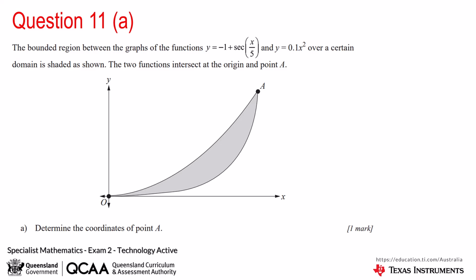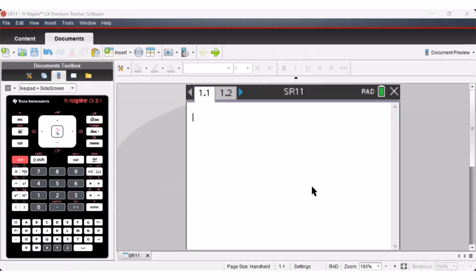Now, this is a 3-part question, so although it's going to take us a little bit of time to answer part A, we will save some time because what I'm about to do is assign f of x and g of x to be those functions, and then we'll be able to answer parts B and C more readily. So first of all, open up a calculator application, and we're going to assign f of x to be -1 plus sec x on 5.